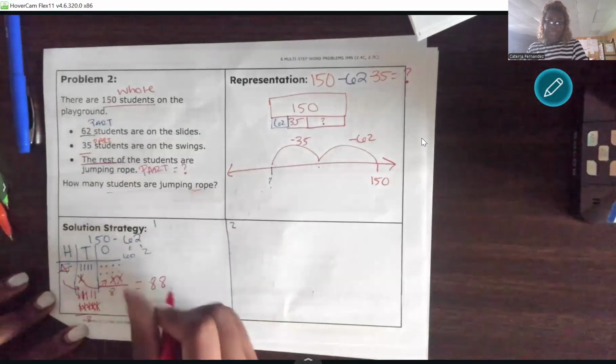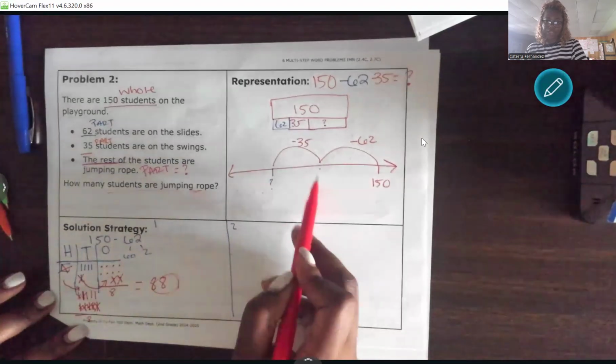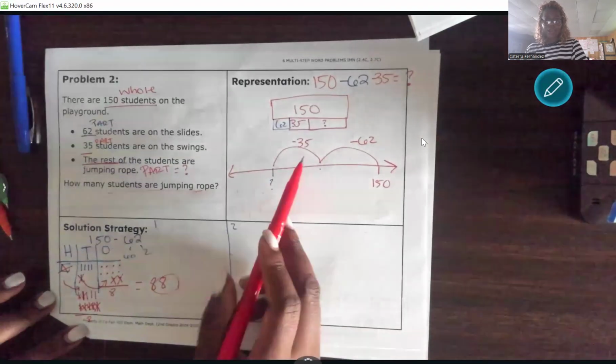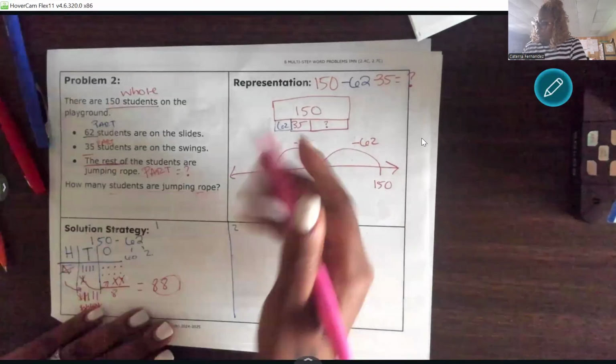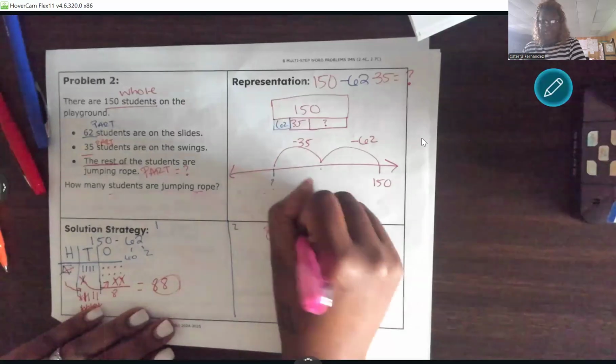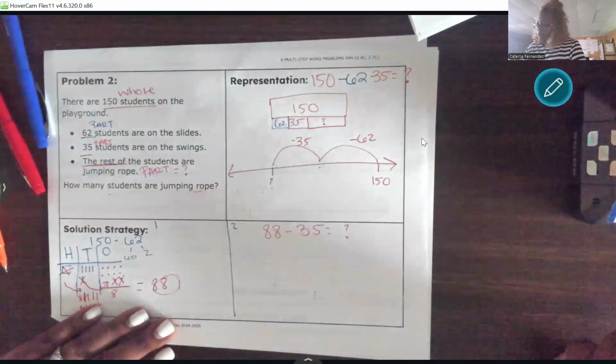They know that they're going to take this number that they get here, because that is what this was showing us here. We subtracted the 62, we got 88. Now we still have to do the second part and subtract 35. So we're going to have 88 minus 35 this time. And that is going to give us our answer.